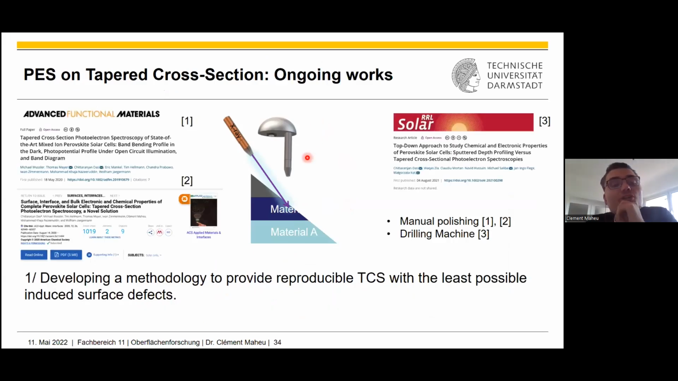So what I'm working on now is two things. The first one is, as I said, you need a methodology to create this tapered cross-section. To the best of my knowledge, there are 3 papers out there on the so-called tapered cross-section PES. 2 of them were about a sample tapered cross-section produced by manual polishing. And in the third one, they used a drilling machine. And my work is to develop a methodology which provides more reproducible results and with the least possible induced surface defects.